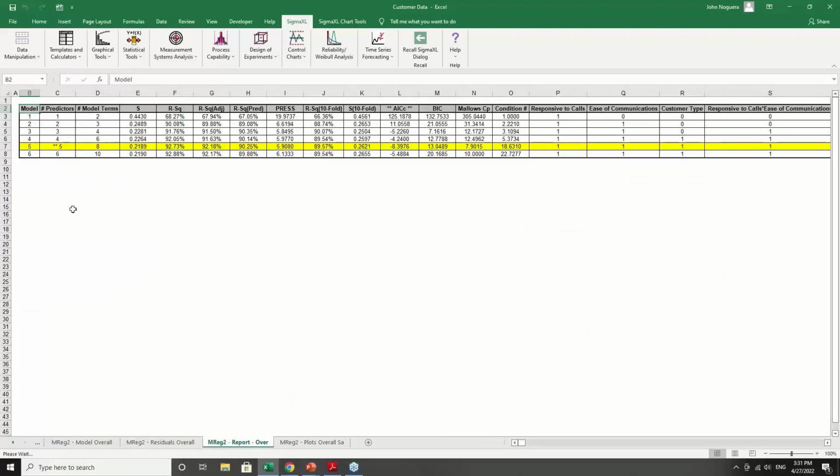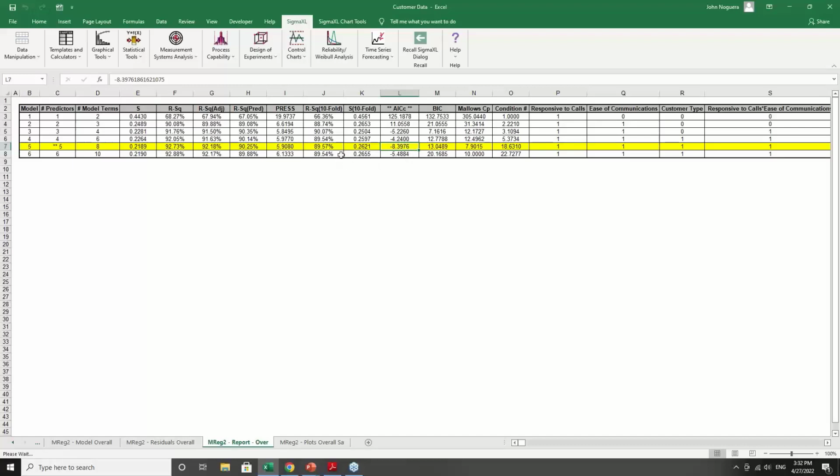So this report now, this is not a stepwise report. This is a best subsets report. So for 1 predictor, for 2 predictors, for 3 predictors, 4, 5, 6, this is the best model selected for each of the number of predictors. And as you can see here, the Akaike information criteria is minimized. That's what we specified. So that's the model that's selected.